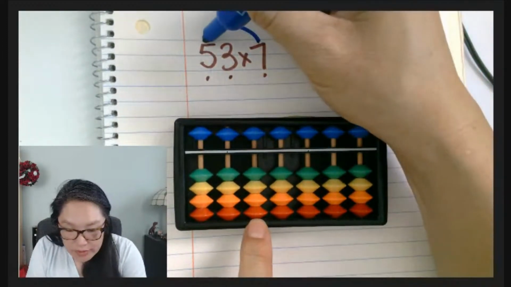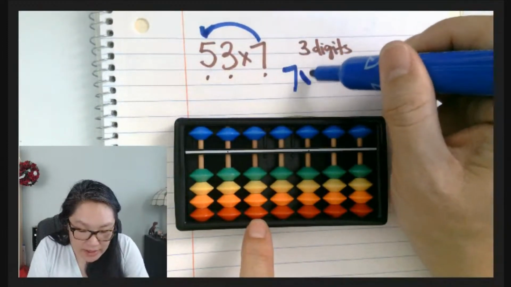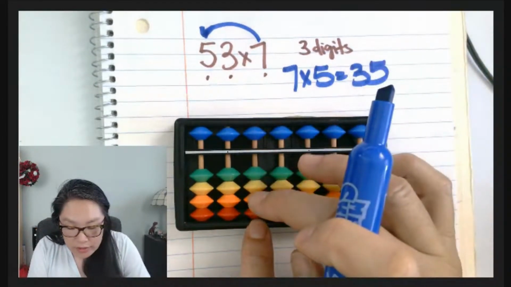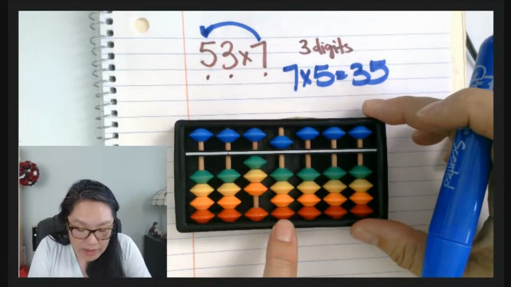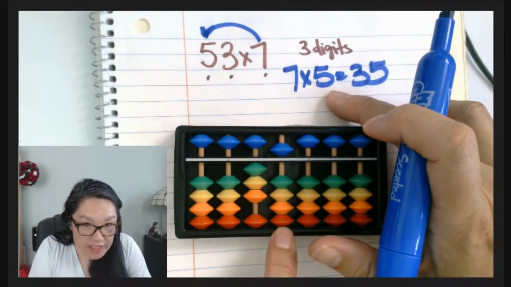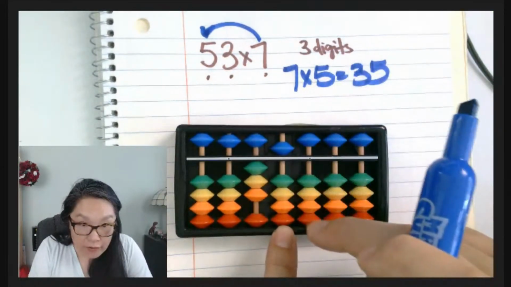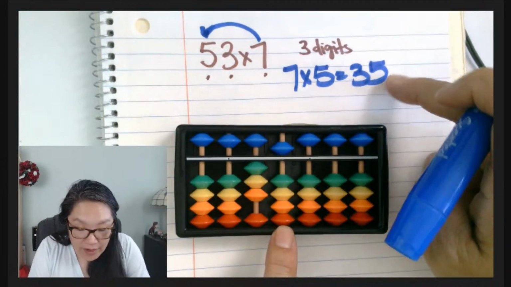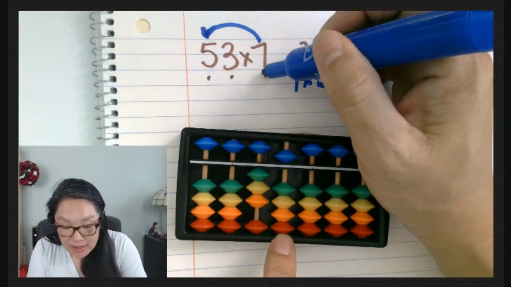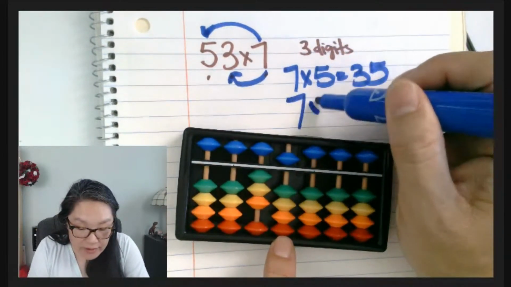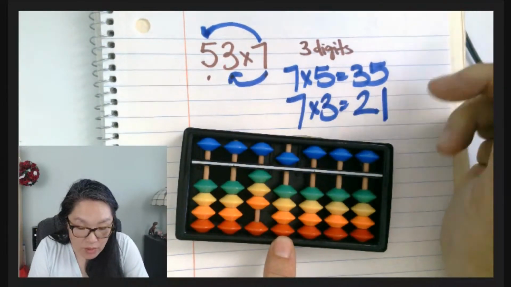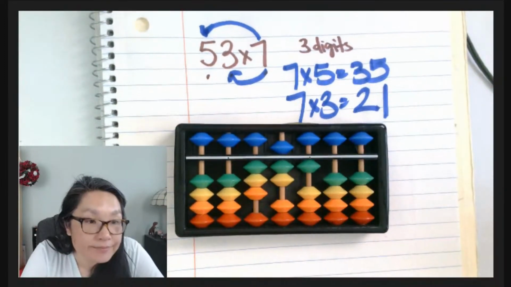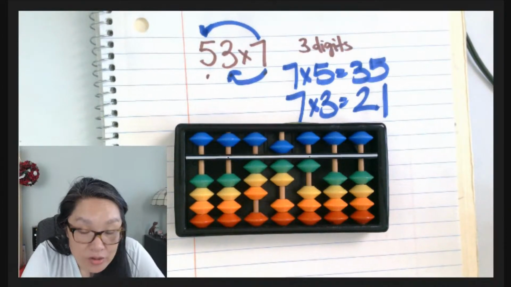The first thing I'm going to do is 7 times 5. 7 times 5 is 35. So notice I do 30 and I do 5. Why? Because I don't need to do 50. The abacus keeps track of my numbers. So I put 30, I put 5. The next thing I do is 7 times 3. 7 times 3 is equal to 21. So all I have to do is add 20 and then add 1. And that's it. So what is my final answer?